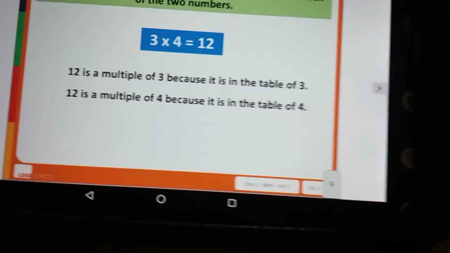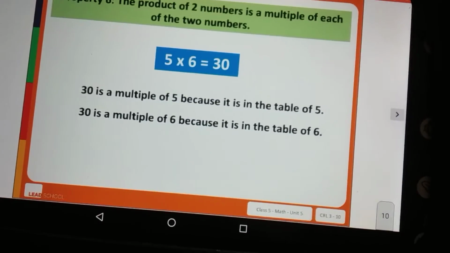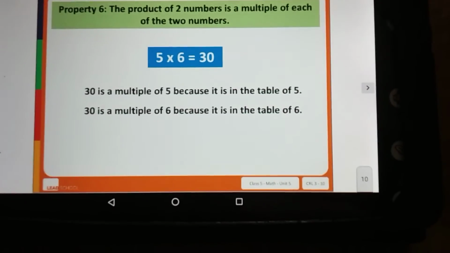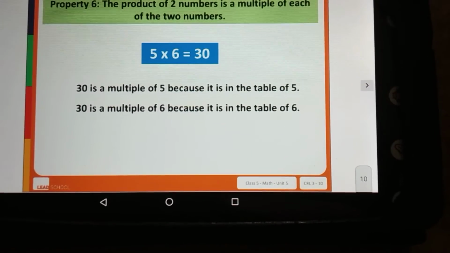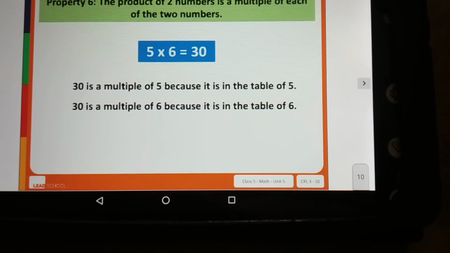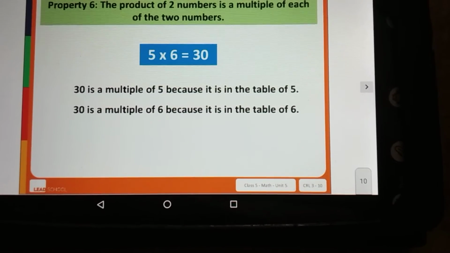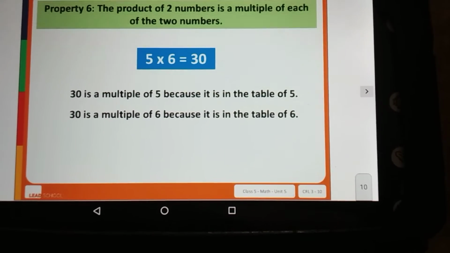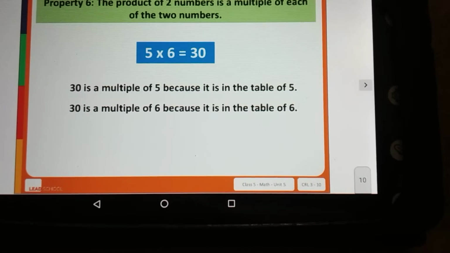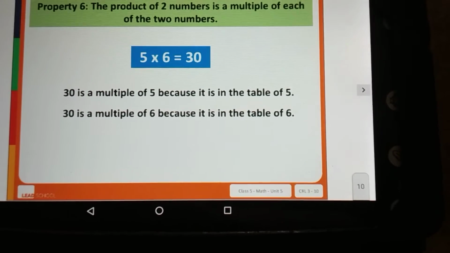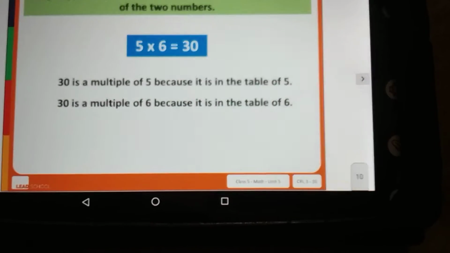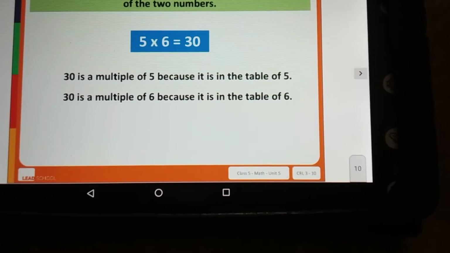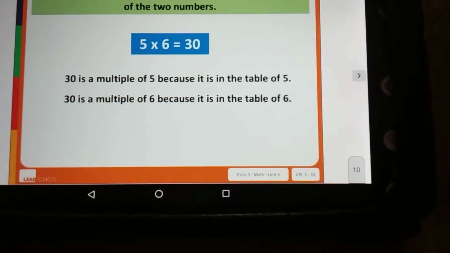Got it, everyone? Now, property number 6: the product of two numbers is a multiple of each of the two numbers. 15 is a multiple of 5 because it is in the table of 5. 30 is a multiple of 6 because it is in the table of 6.